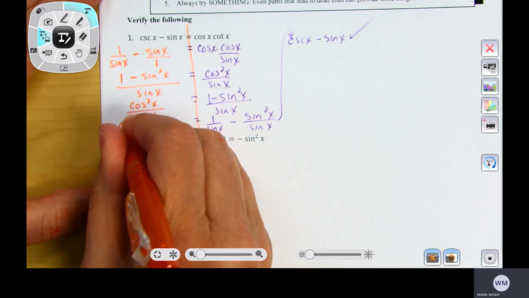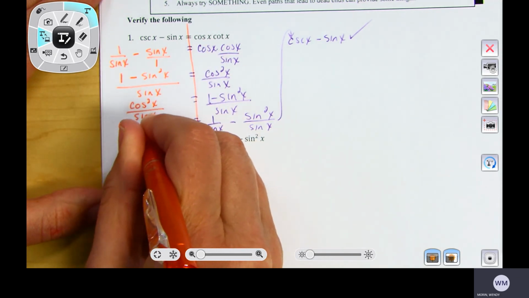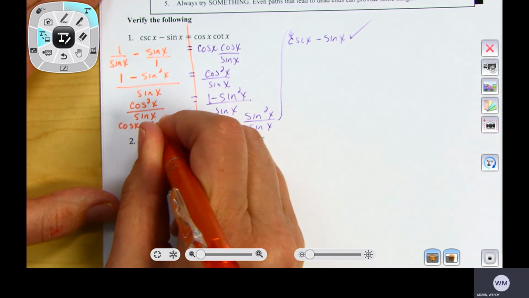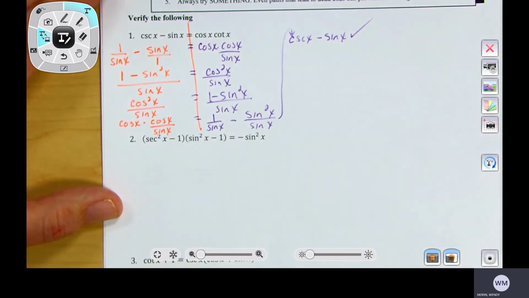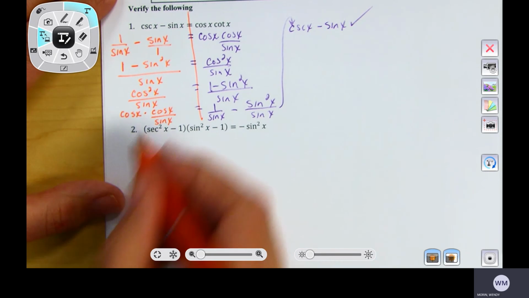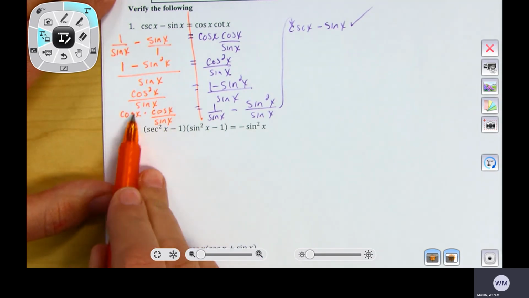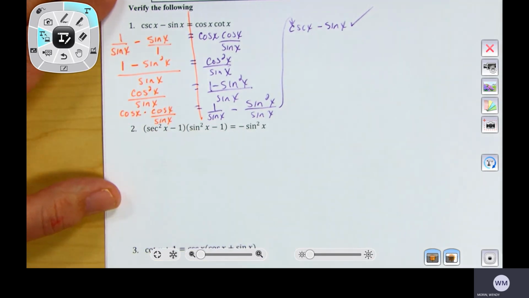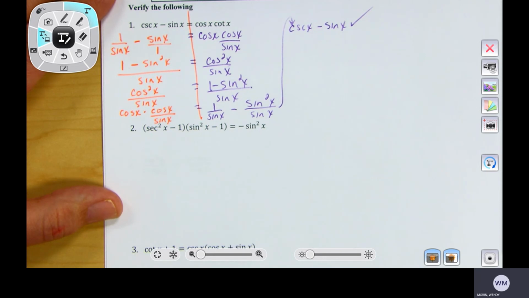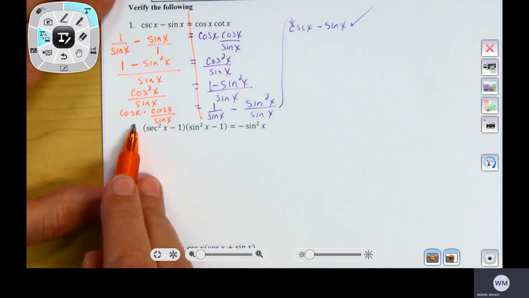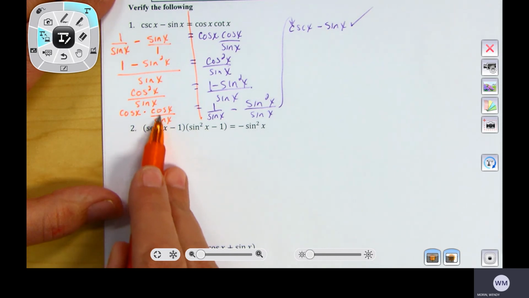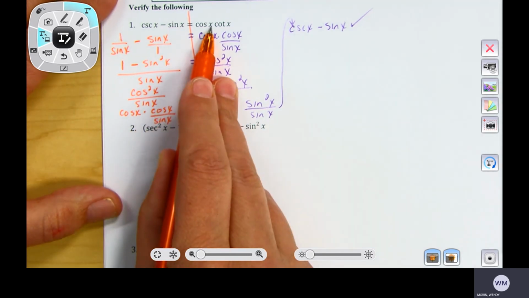So can I say that cosine squared is cosine times cosine? Can I split up my multiplication? Can I do that? Yeah. All right, that's mathematically correct, right? So I'm running out of room, but if I had another step here, I have to write cosine times, what is this? Cosine times cotangent. Looks exactly like this side.